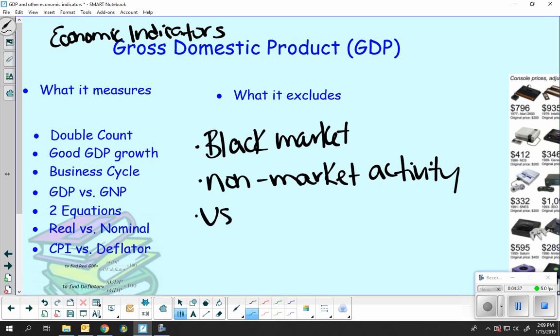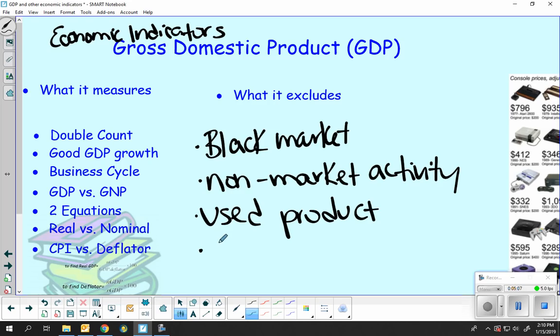Used products, so think Goodwill or garage sales, or a car that was made 2 years ago, or even a house, even if it's a big purchase, like a house that was built 10 years ago, is not going to count towards this year's GDP. It counted when it was new. You're not going to keep counting the same product over and over again every time it sells. So think of eBay, those products are not going to be counted.